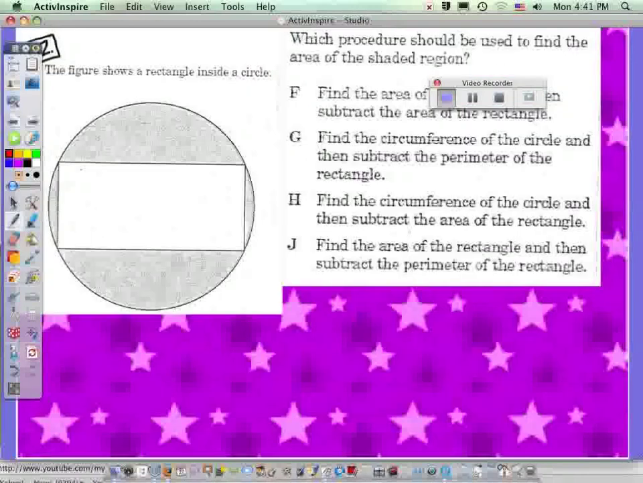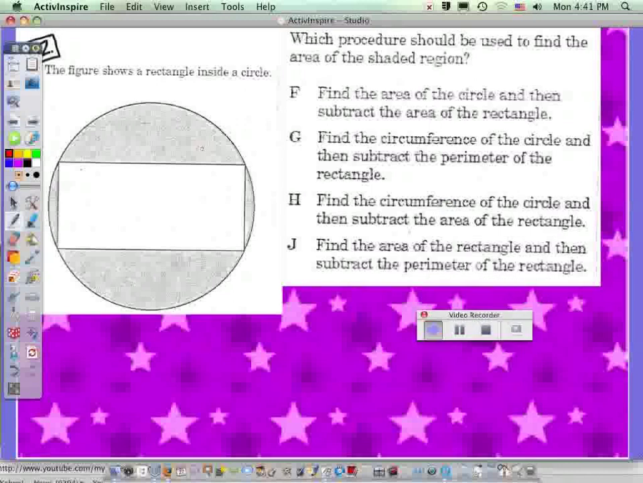Here, this one, very basic. If you want to find the area of the shaded region, well, guess what? You got to find the area of the whole circle, find the area of the rectangle, and then subtract them. Circumference has nothing to do with finding this shaded region. Why would you subtract from the perimeter of the rectangle? That makes absolutely no sense. F is the best answer.